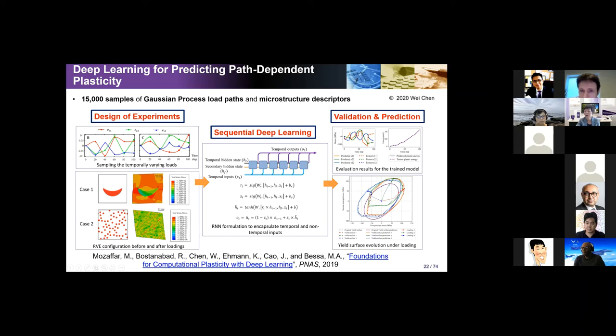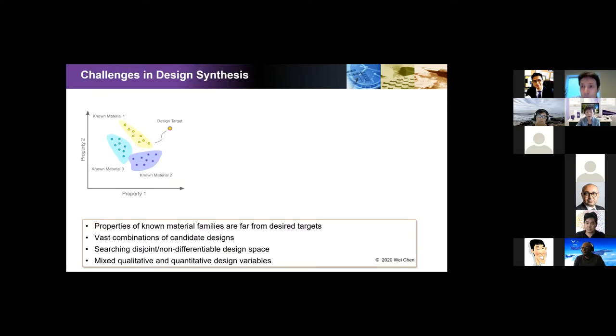You know, traditionally this kind of surface is derived based on physical simulation, okay? And it's very expensive to do physical experiments, okay? And here we could actually show that using computer simulation, we can just derive the yield surface and then use that information further for performance assessment. So this is the big data case.